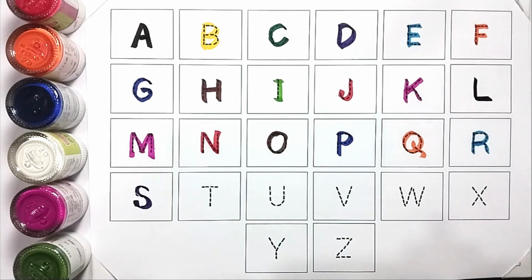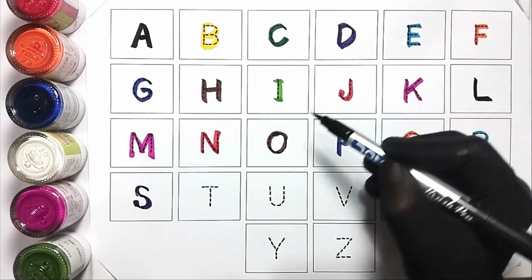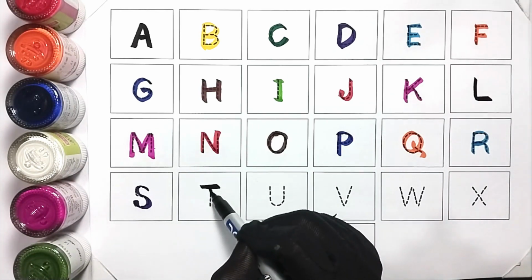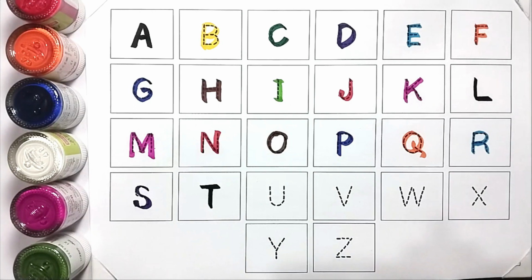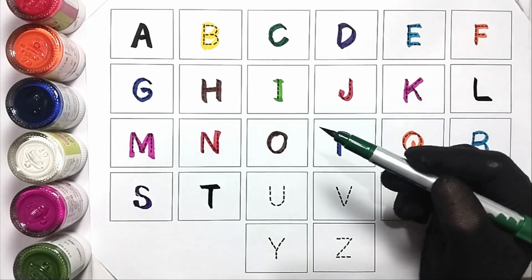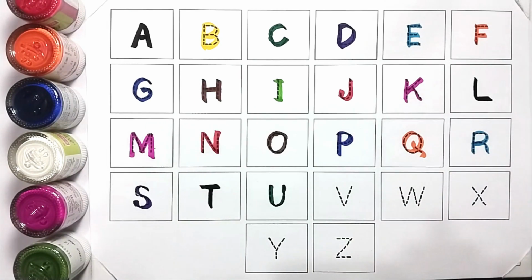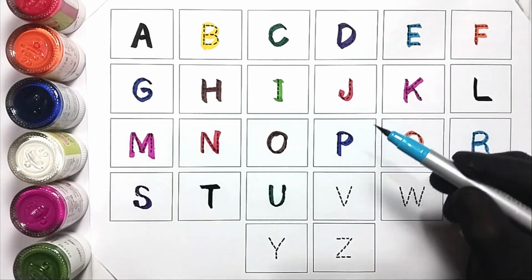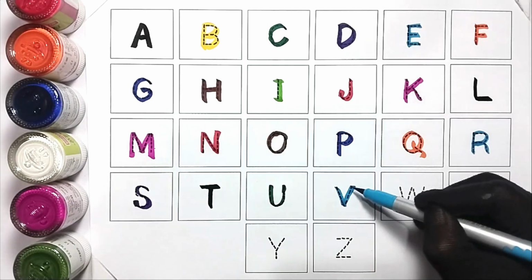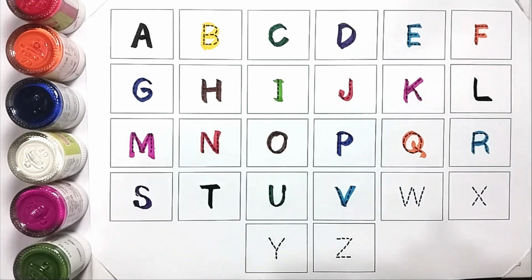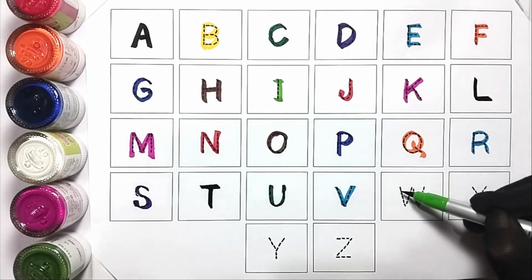S for sun. Black color. T for tree. Green color. U for uncle. Sky blue color. V for van. Light green color.